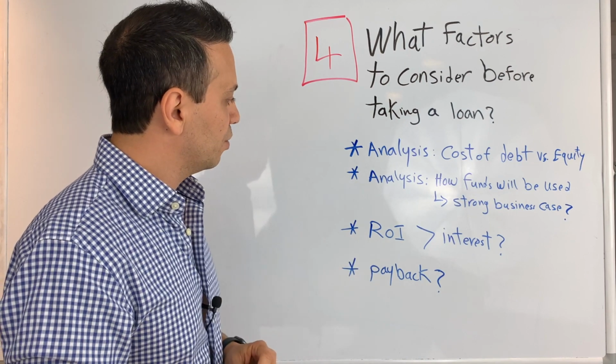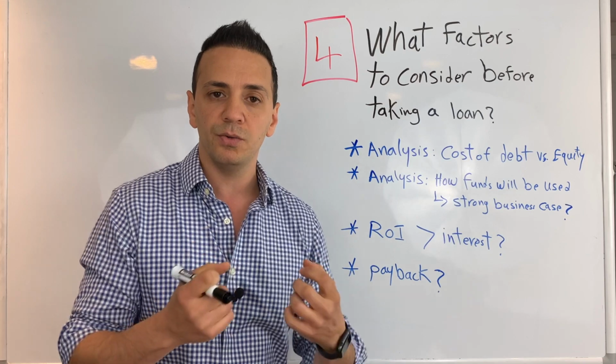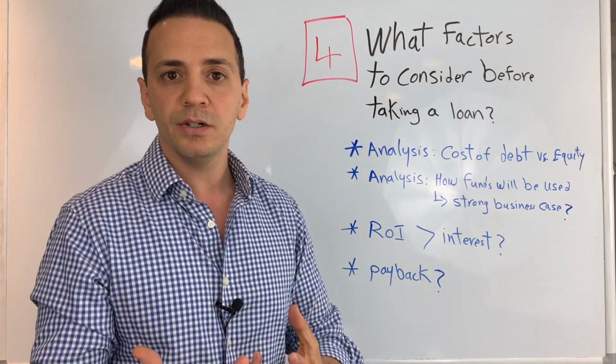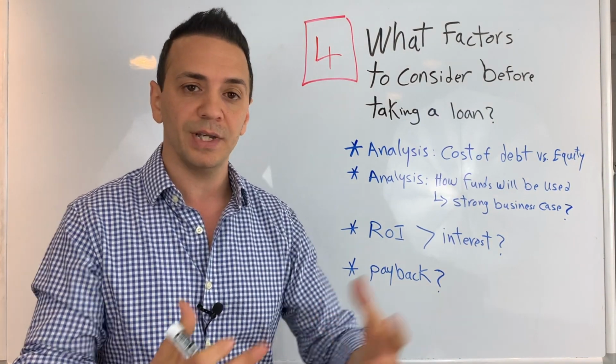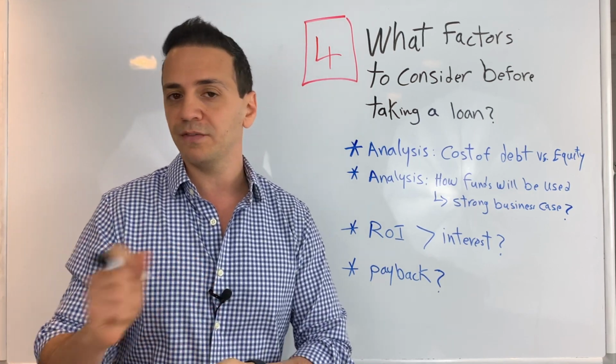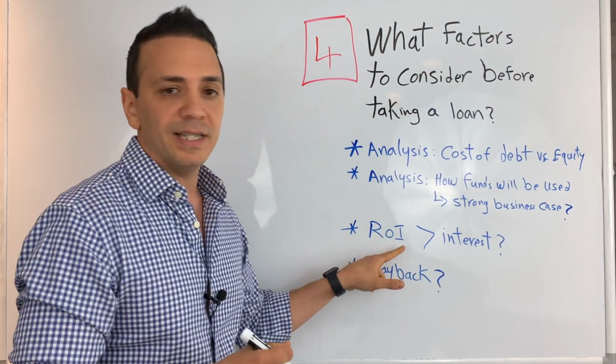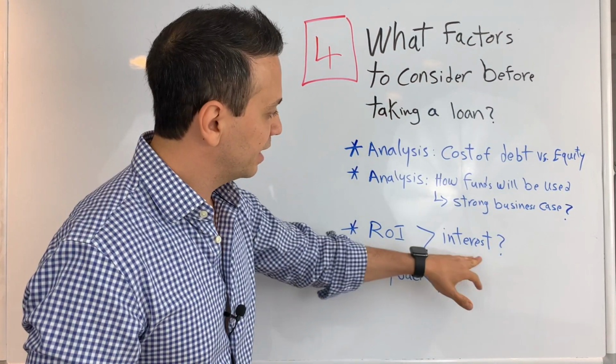And then the other thing you got to look at is ROI versus interest, because basically you're taking out this loan. You're going to take out the loan to expand the business, open up new stores or new branches or whatever the case is. You've got to make sure that the return on this activity is going to be higher than the amount of interest that you're going to be paying.